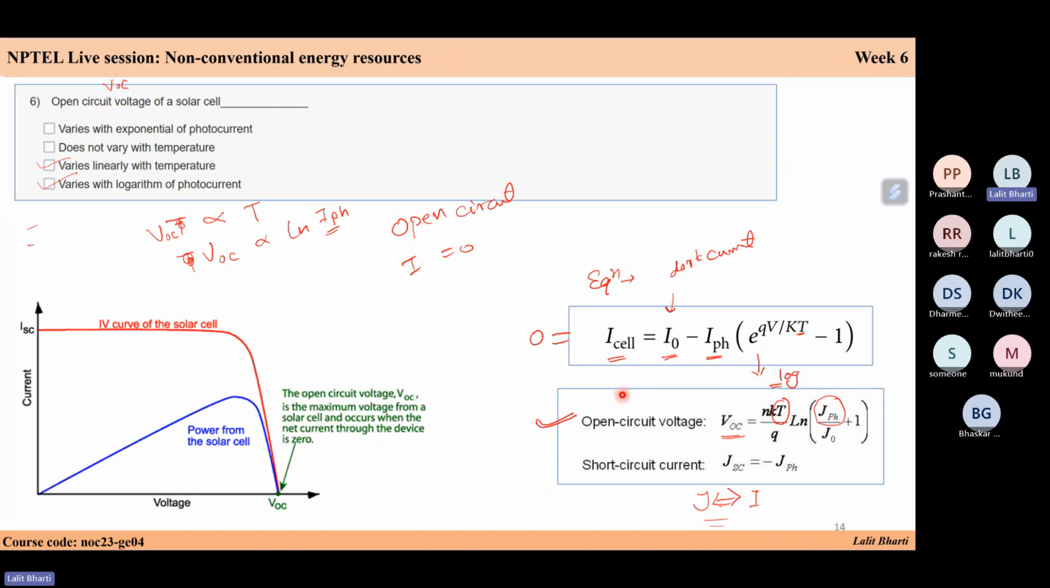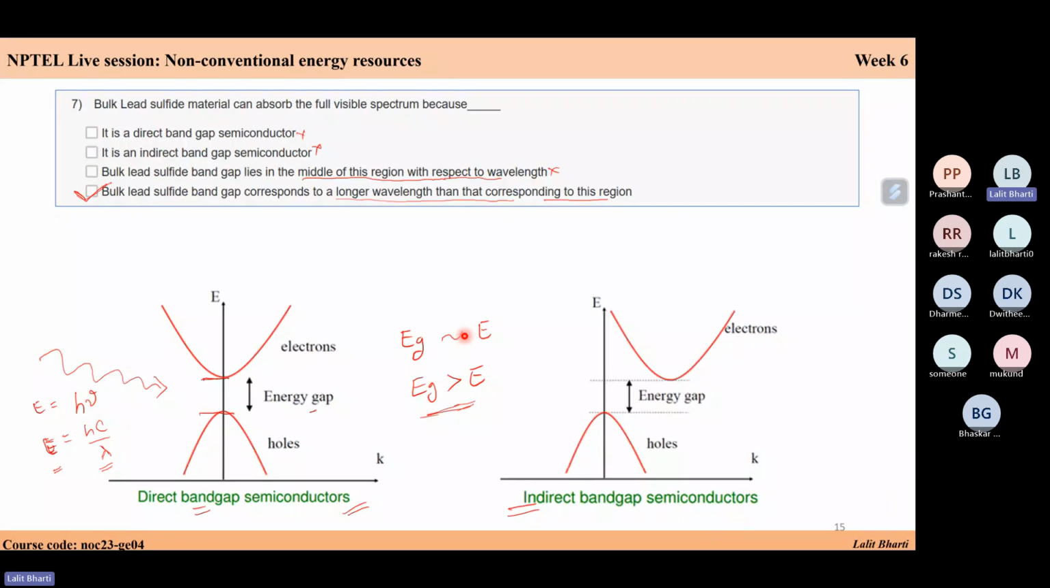It has already been taught in the main lectures, I guess. In detail, you should know each and every element, in case of open circuit voltage as well as in case of short circuit current. So options third and fourth are correct here. Okay, let us go to the next question.